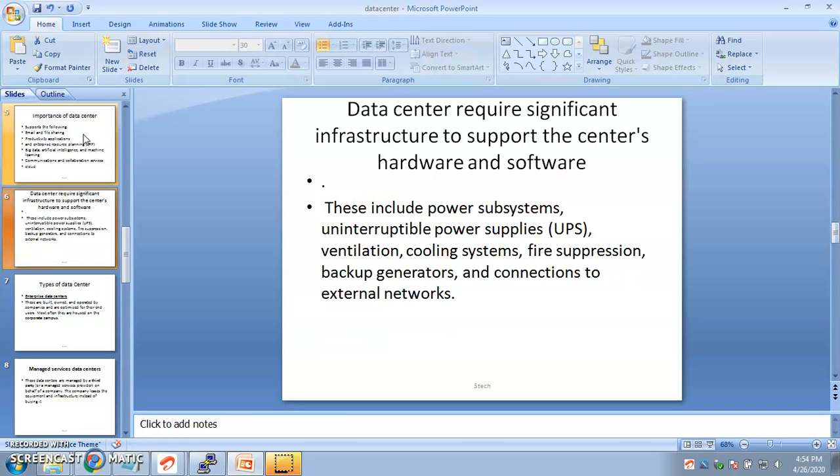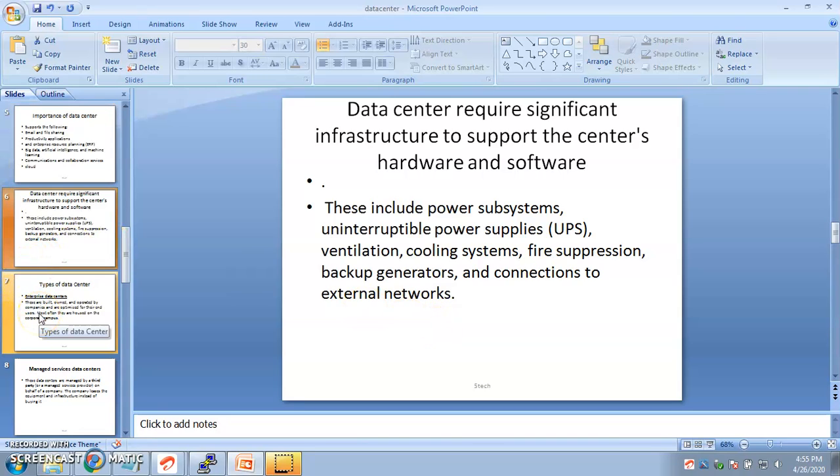Now, other than the data center, there's something else which is a backbone to the data center. A data center requires significant infrastructure to support the center's hardware and software. These include power subsystem, UPS, ventilation, cooling system, fire suppression, backup generators, and connections to external networks. Without this, it's not possible to run a data center.